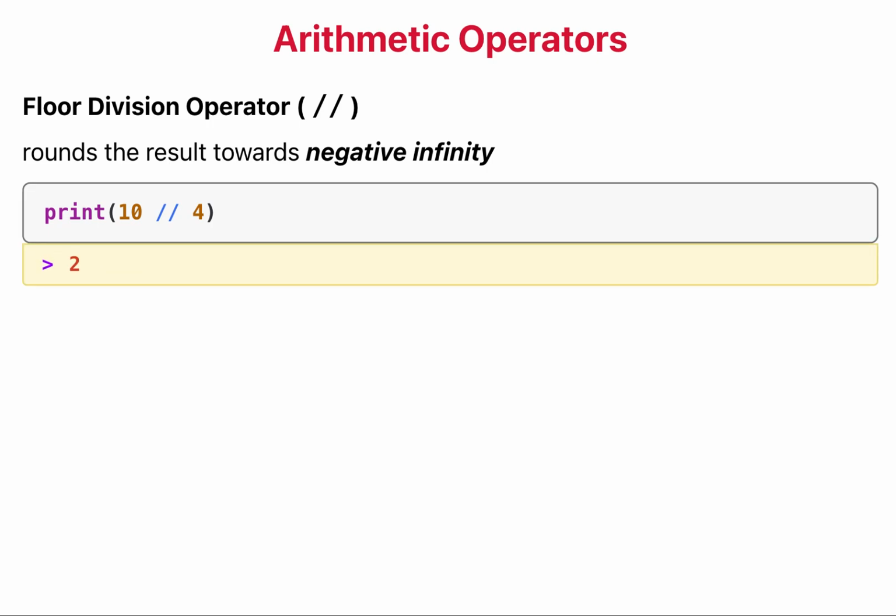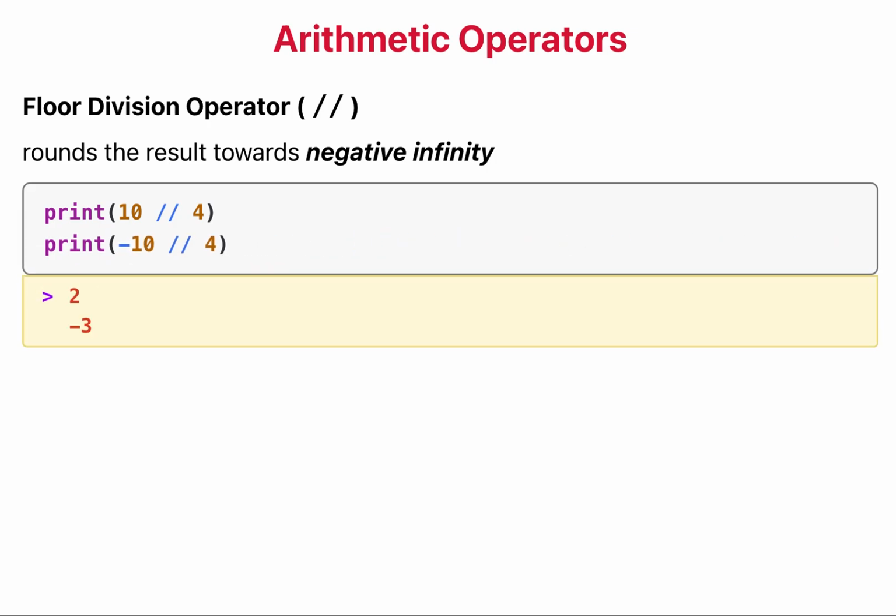However, if we perform the floor division of negative 10 by 4, then the result is negative 3. Let's understand why. You see, the normal division of 10 by 4 gives us 2.5. Therefore, the floor division of 10 by 4 would be the floor integer function applied to 2.5, giving us the integer 2 as the result.